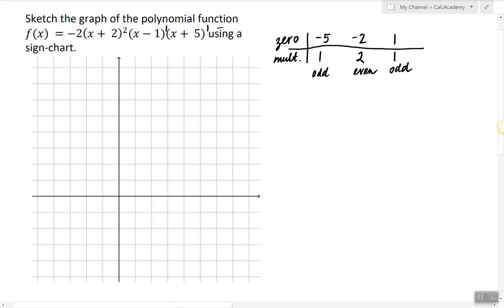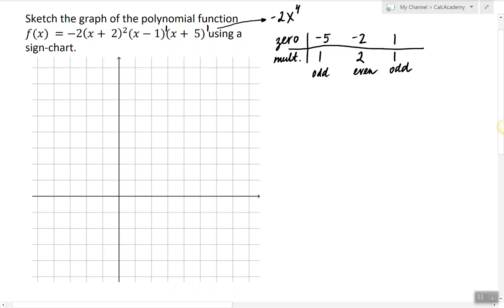Next, we look at the degree of this polynomial, and we want to put together the leading term. So the leading term is made of the leading coefficient and x to the power that is the degree of this polynomial. So the degree of this polynomial is 2 plus 1 plus 1, 4. So the leading term of this polynomial looks like -2 times x to the 4.